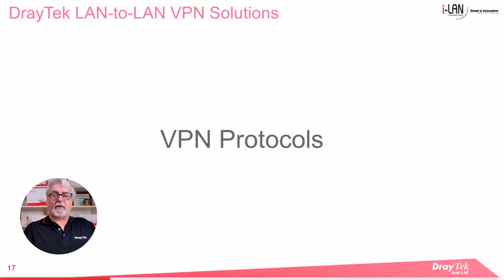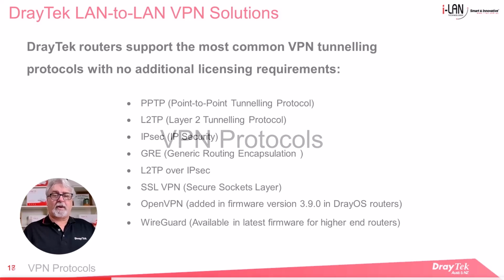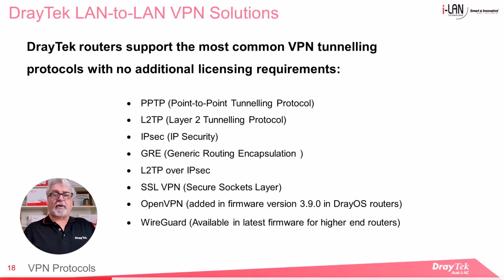Now we have some idea of how VPN tunnels work, let's look at the different types of VPN protocols used in DrayTek routers. The most common VPN tunneling protocols are available in DrayTek routers, which includes those listed here. There is no additional licensing requirements to use these. OpenVPN was added from firmware version 3.9.0 in DrayOS routers.